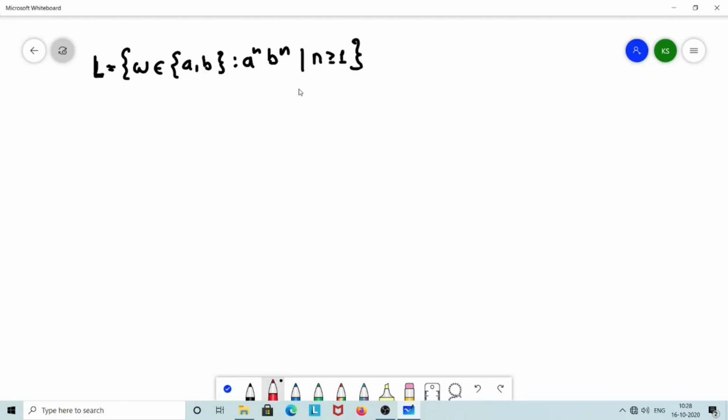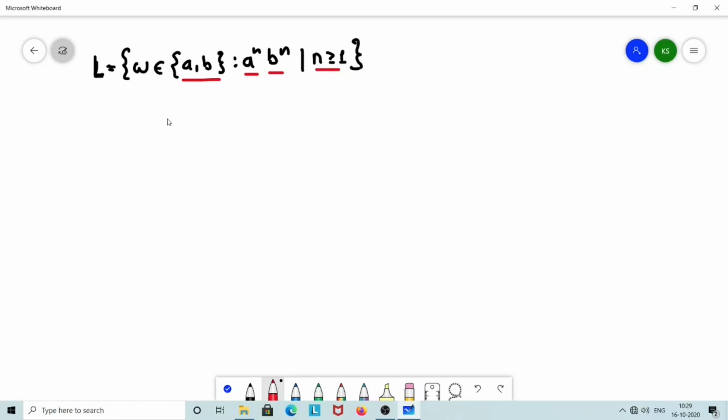Let us consider this example. The language L is made up of strings w from the alphabet set {a, b}, and the definition of the language says a^n b^n, that is, a replicated n number of times, concatenated with b replicated n number of times, where n is greater than or equal to 1. This problem is a context-free language because it requires us to keep track of the number of A's and match it with the number of B's, so obviously it cannot be done using a simple FSM. So we need to design a PDA to solve this problem.